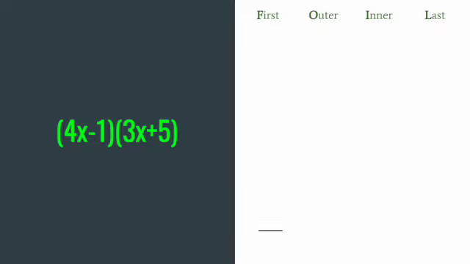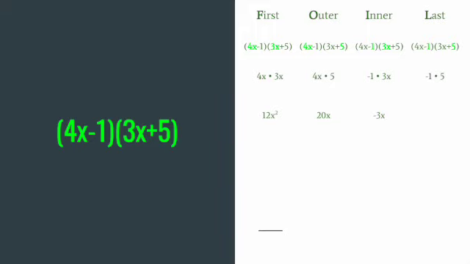As FOIL states, we start by multiplying the first terms of both binomials. In this case, we multiply 4x by 3x. This will give us 12x squared. Now, we multiply the outer terms, 4x and 5, giving us 20x. Next, we multiply the inner terms, -1 and 3x, resulting in -3x. Finally, we multiply the last terms of both binomials together. In this example, we multiply -1 by 5, giving us -5.